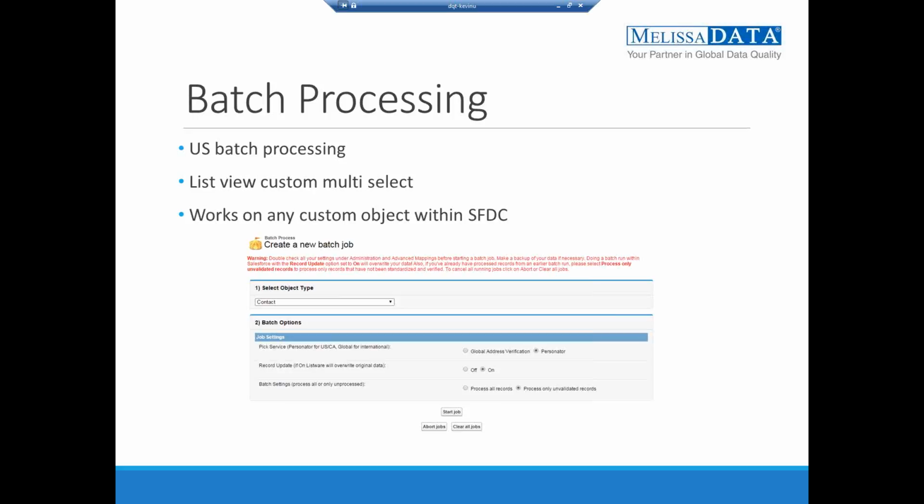One way is you could start up a batch job that will process all records of a certain type. We also support batch processing through list views. So when you go and view some of your Salesforce records in a list, you can pick and choose which records to process.